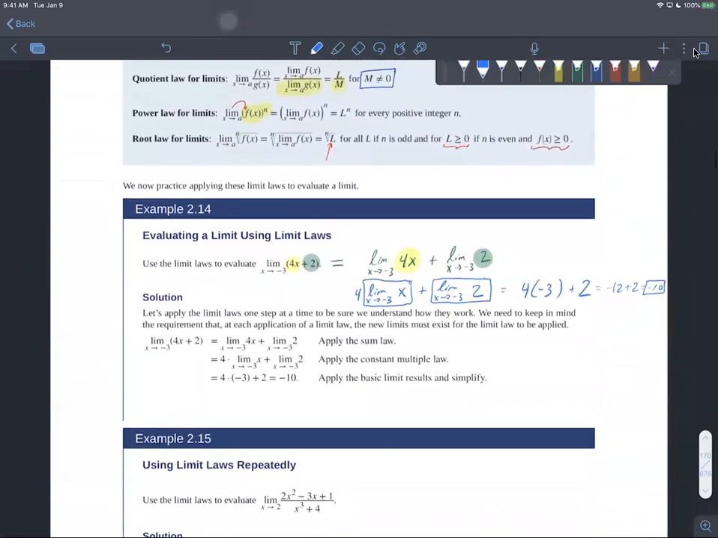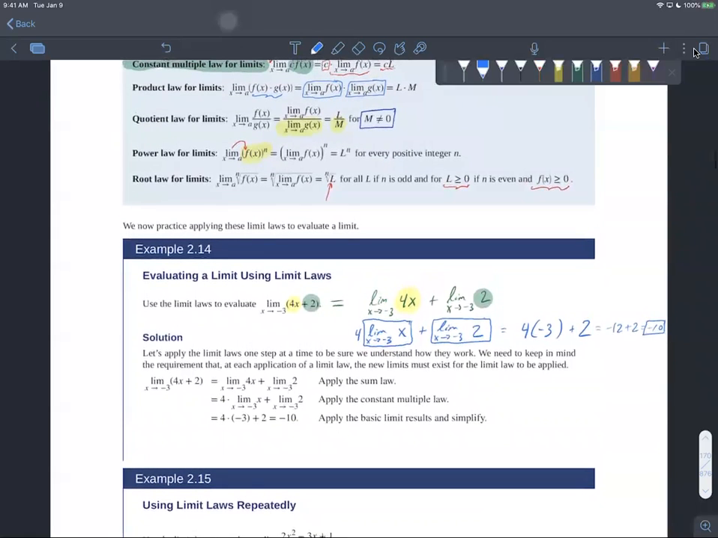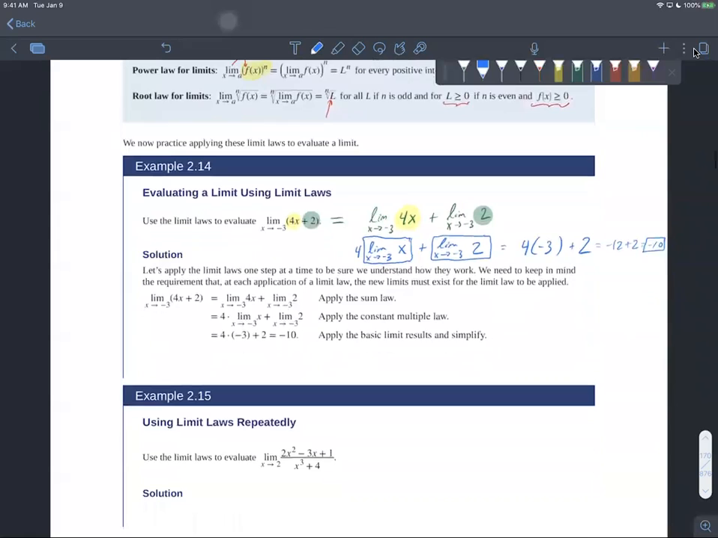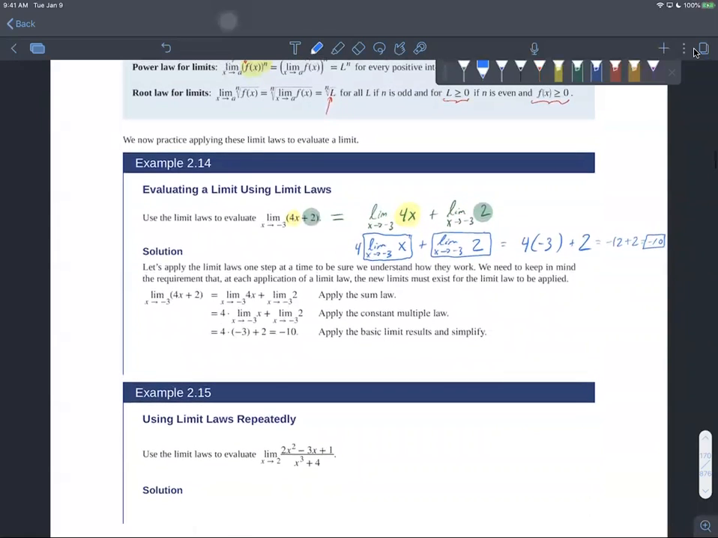Okay, so let's just read the solution. Let's apply the limit laws one step at a time to be sure we understand how they work. We need to keep in mind that at each application of the limit law, the new limits must exist for the limit law to be applied. And so you see, apply the sum law, apply the constant multiple law, apply the basic limit result, and simplify. That's exactly what we did. Okay, using limit laws repeatedly. And so here's another one.